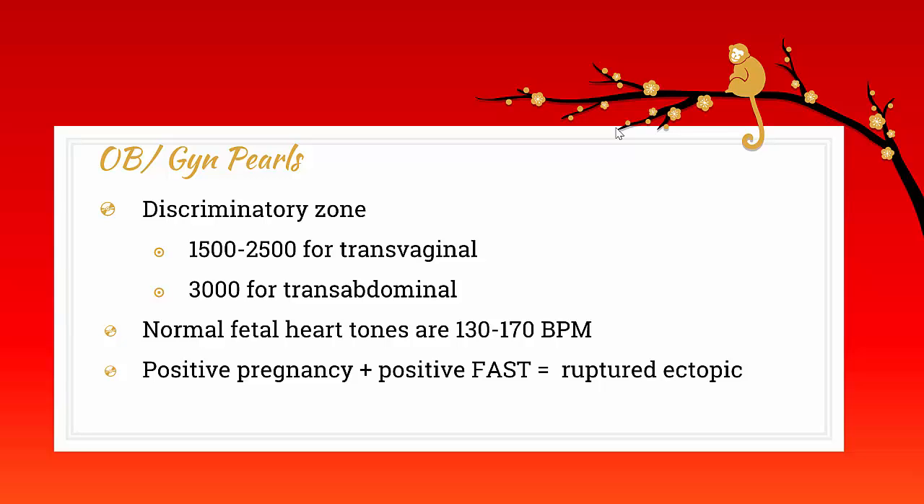It's critical to remember that the discriminatory zone values above which an IUP should be visible on ultrasound are 1,500 to 2,000 for transvaginal ultrasound and 3,000 for transabdominal ultrasound. Any beta quant levels below these cutoffs with an ultrasound that does not identify a definitive intrauterine pregnancy will require a repeat beta quant and ultrasound.